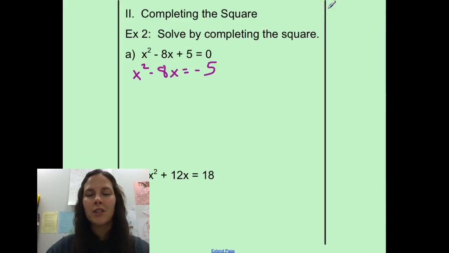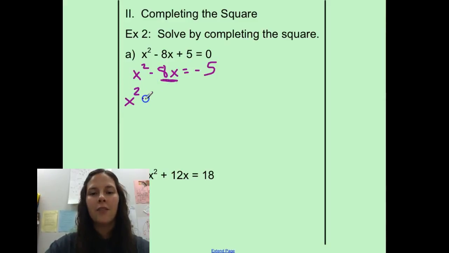Other than completing the square, when you solve quadratic equations, you do want to get it equal to 0, so this is the only one where you don't set it equal to 0. Next, we're going to force this to be a perfect square trinomial so that we can factor it as a binomial squared. The way you do that is by remembering that pattern when we factored perfect square trinomials. We take the coefficient of x and cut it in half, square it, and add it to both sides.